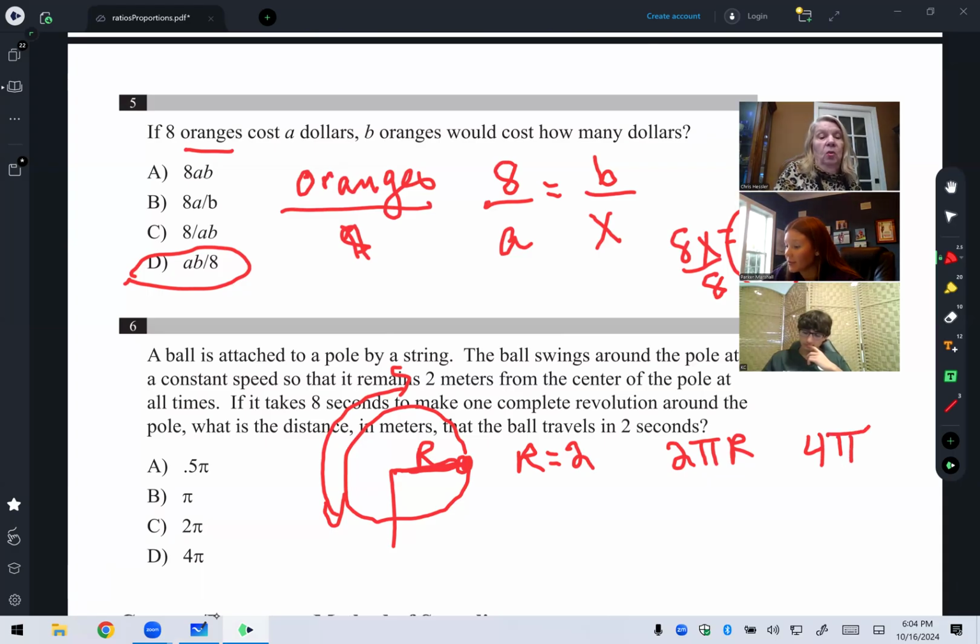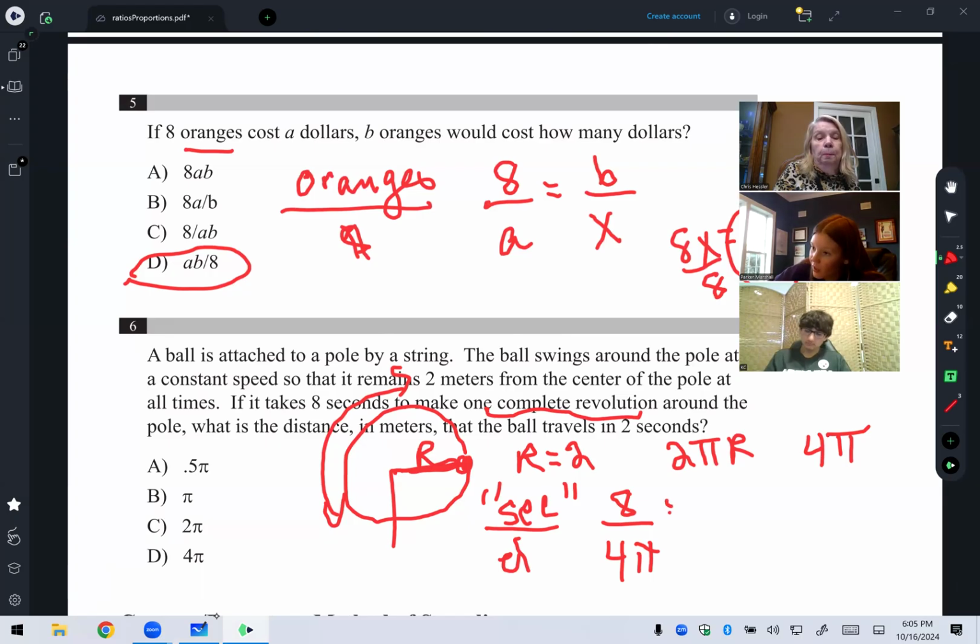Okay, so we're doing seconds to distance, sort of. So it takes 8 seconds to go 4 pi. Again, we put our labels on. We want to do 1 complete revolution in 2 seconds. So we're trying to get X. So how far will it go in 2 seconds? We just cross multiply.